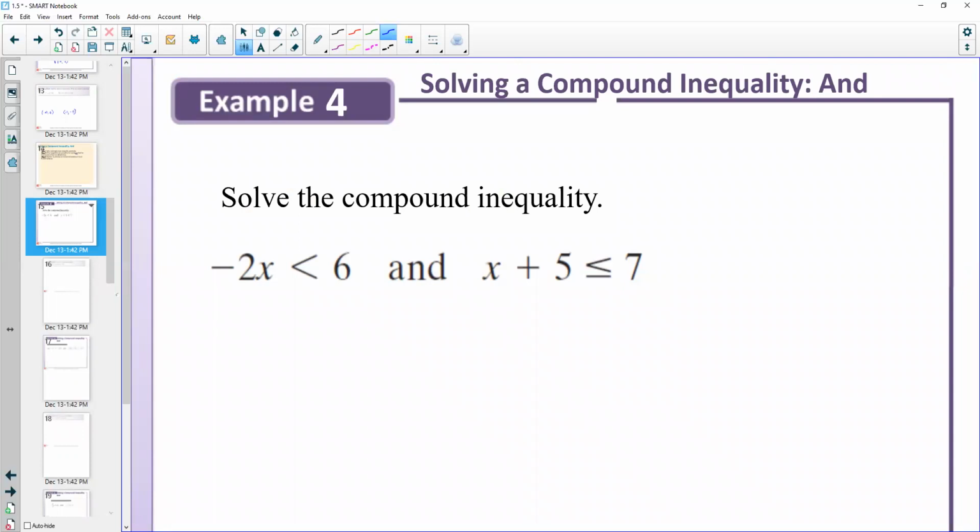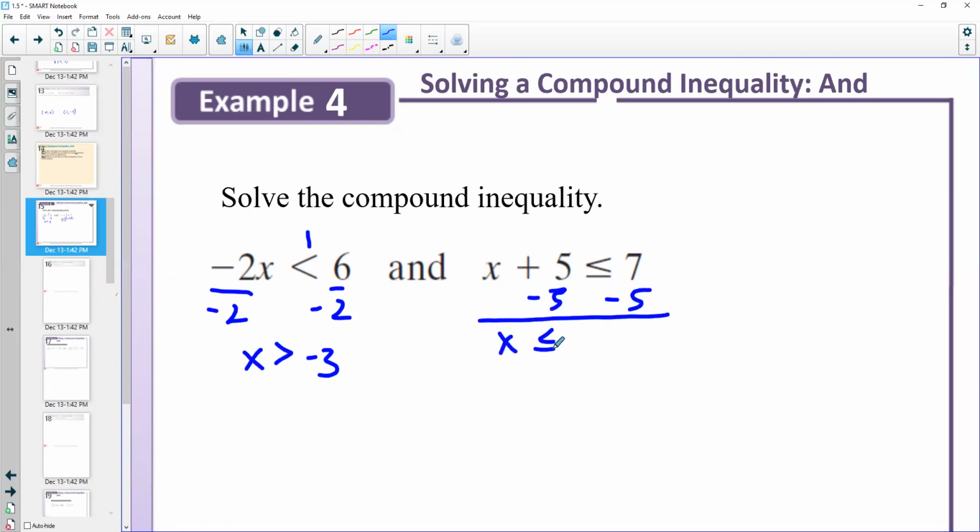So in an "and," I'm going to solve each of them. So this gets me x is greater... Remember, when you divide by a negative in an inequality, we flip the sign. So I get x is greater than negative 3. I get x is less than or equal to 2.